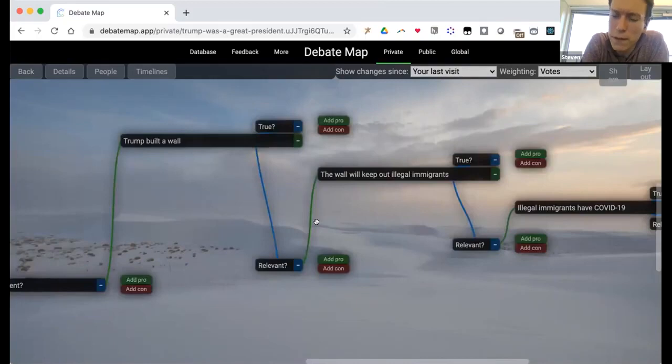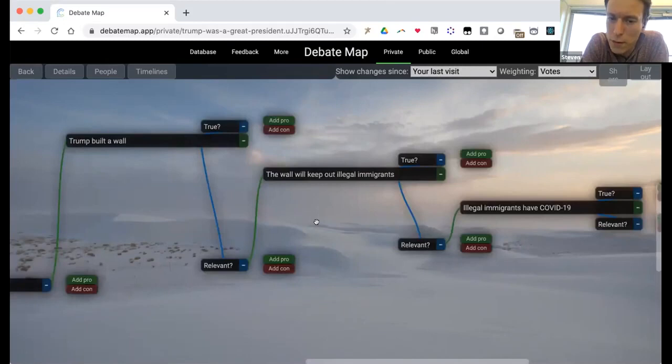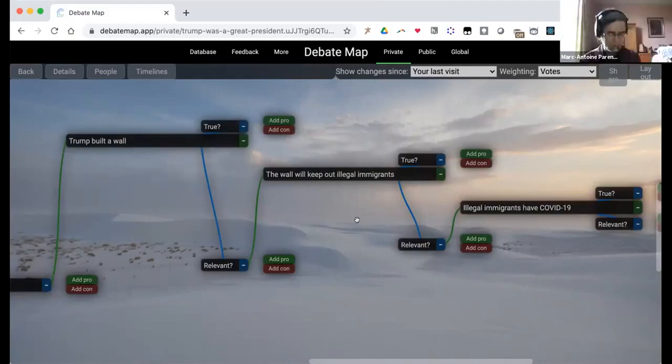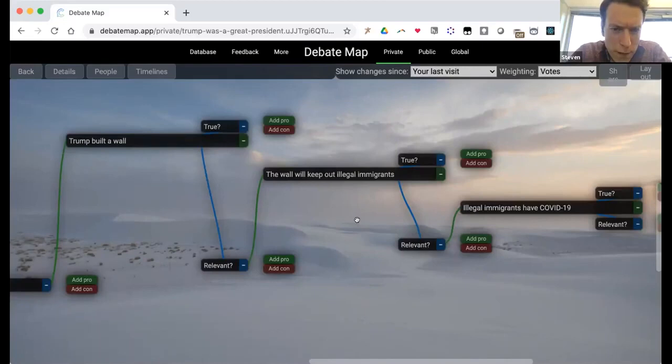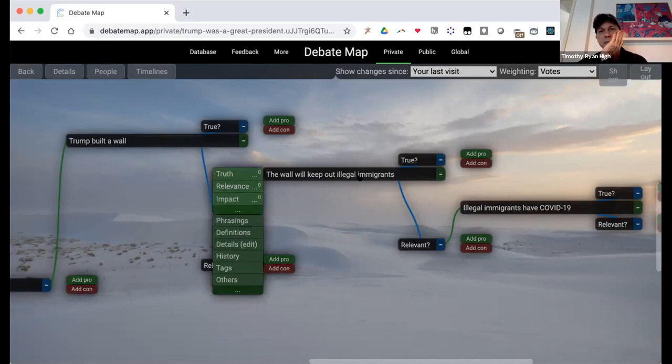Well, wait. That's why it depends whether it's indexical or not. So the wall here is the wall that Trump will build, will keep out illegal immigrants. Yeah, so it has to be relevant. Wait, Trump built a wall. I really don't like this visualization. Don't use relevance for conjunction. No. Let me think what the point is here. Trump built a wall. Why is "the wall keeps out illegal immigrants" added to relevance of "Trump built a wall"? It's not. It's added to relevance of "the wall will keep out illegal immigrants."